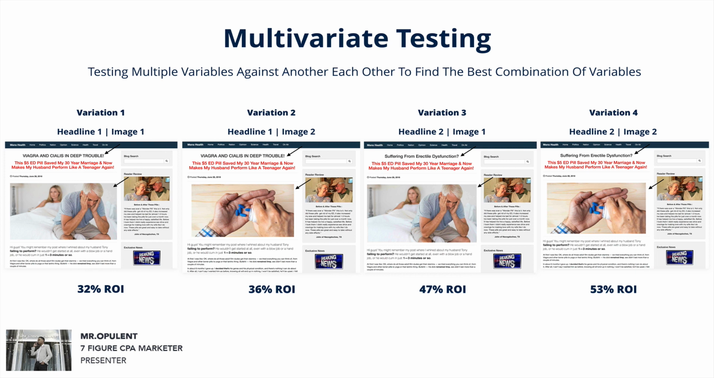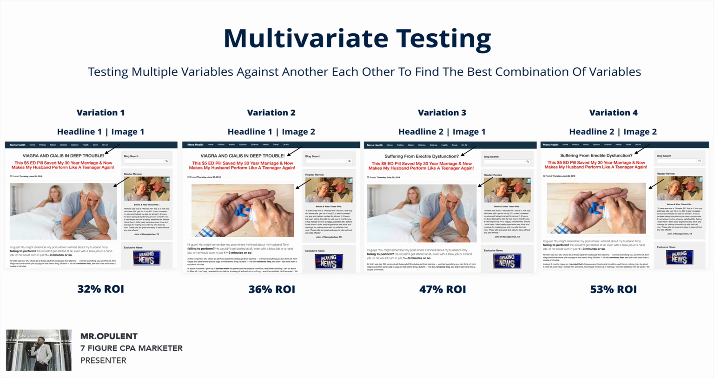Now variation three has a different headline going against a different image, okay? You have "Suffering from erectile dysfunction? This $5 ED pill saved my 30-year marriage and now makes my husband perform like a teenager again." And variation four is basically a new headline, the headline in variation three against that new image. And all of these headline and image combinations are going to be rotating against each other to find the best combination that does the best.